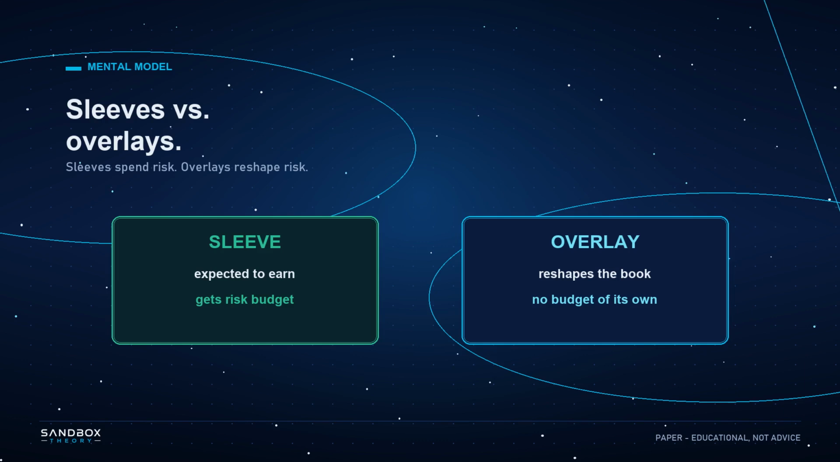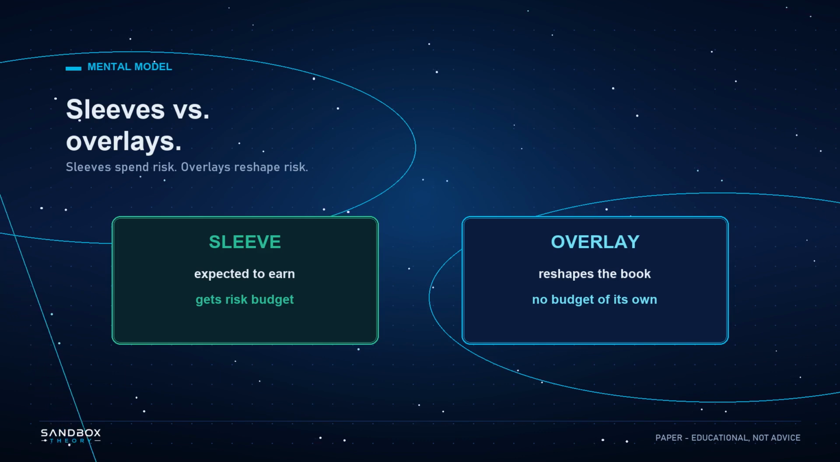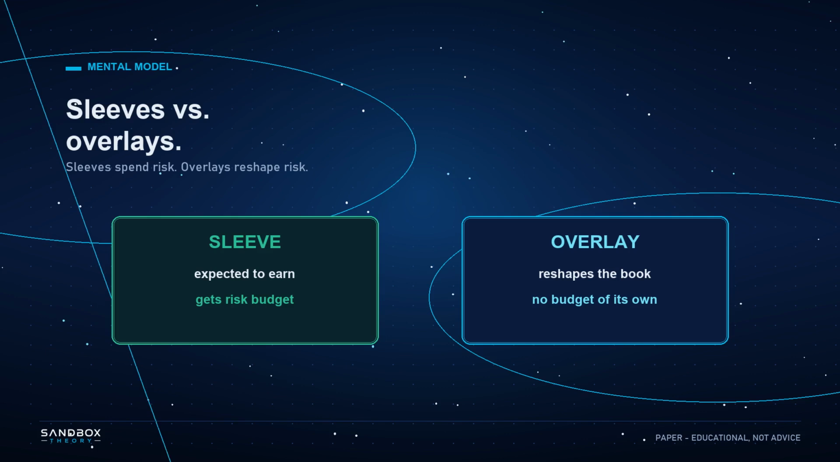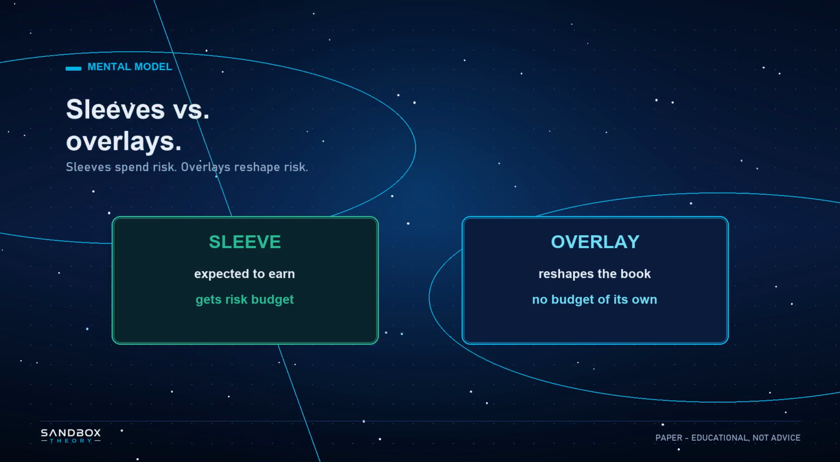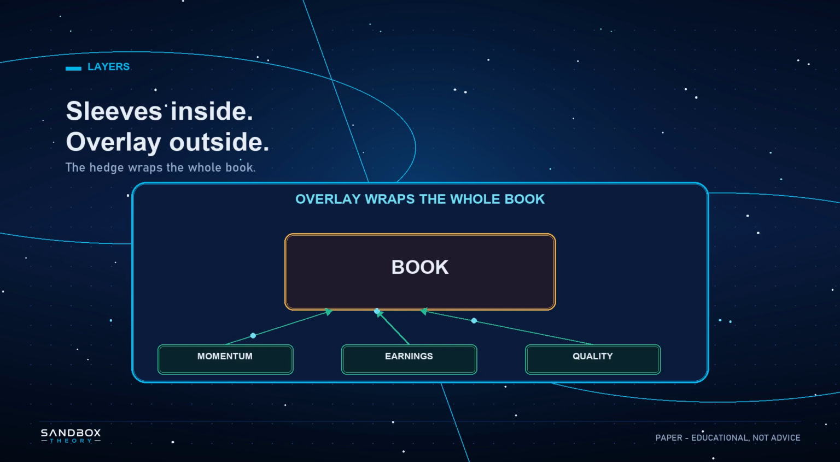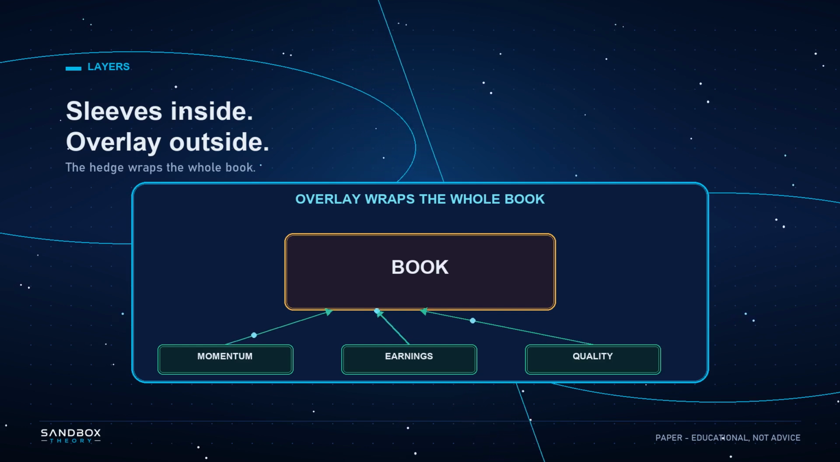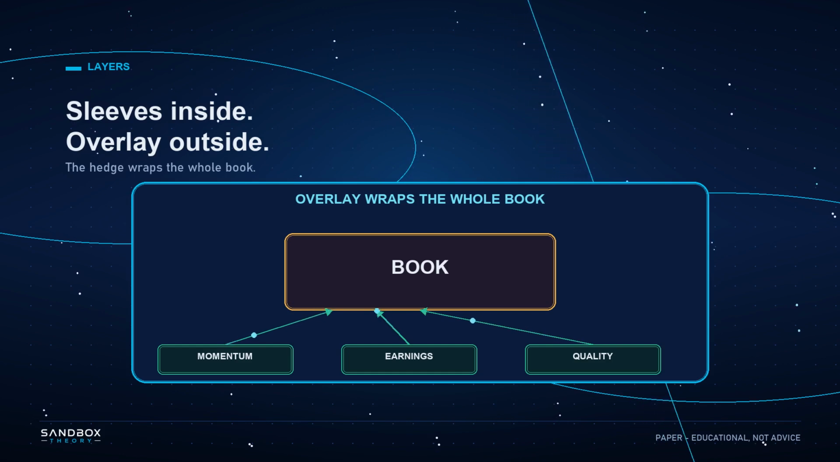An overlay is different. An overlay doesn't try to make money. Its job is to reshape the risk of the book that already exists. Because it's not an independent bet, it gets no budget of its own. Instead, it's sized off the book. It looks at what the sleeves have built, and it adjusts. The hedge is an overlay. It's not there to win. It's there to cancel a risk I didn't want in the first place.